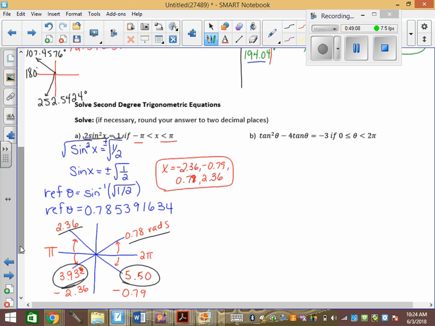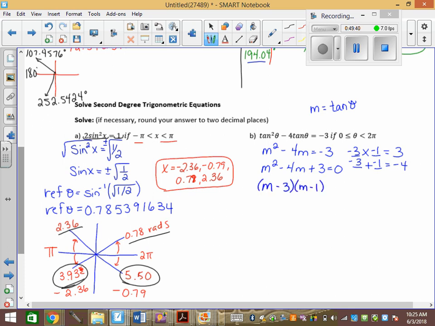This one has a few tans, so I'm going to make m equals tan theta. I'm going to get m squared minus 4m equals negative 3. It's a quadratic. When you have a quadratic, you have to get everything to one side, set equal to 0. So m squared minus 4m plus 3 equals 0. And then I say what times what equals 3, what plus what equals negative 4: negative 3, negative 1. And we get m minus 3, m minus 1 equals 0, m equals 3, m equals 1, tan theta equals 3, tan theta equals 1.